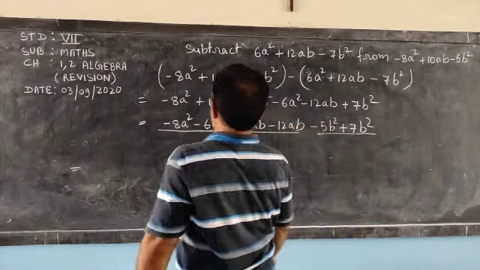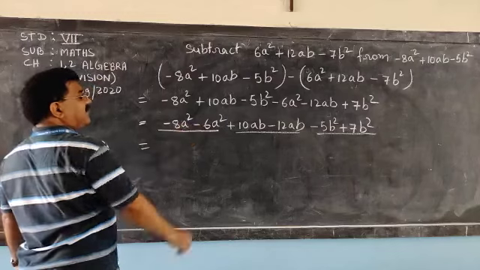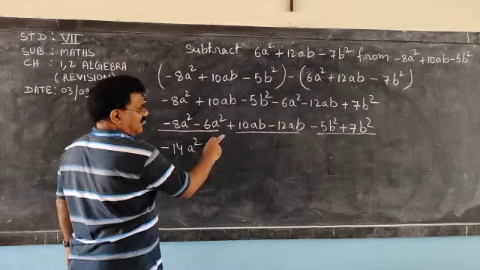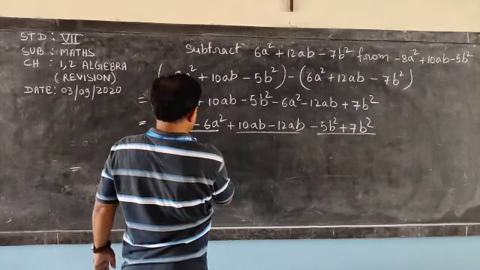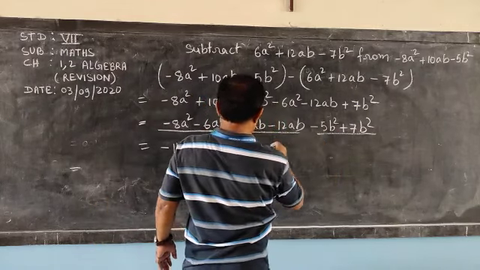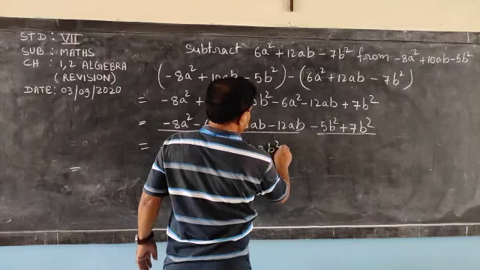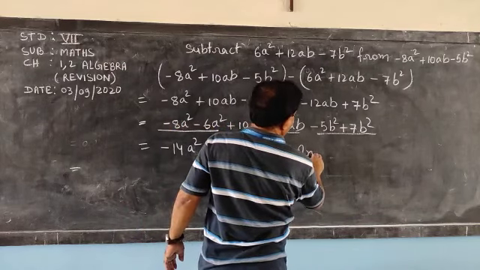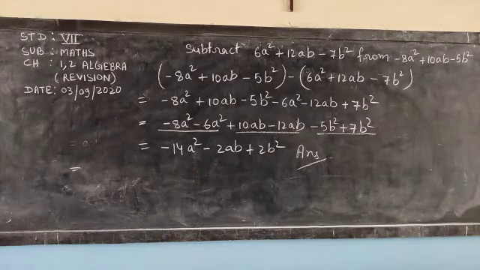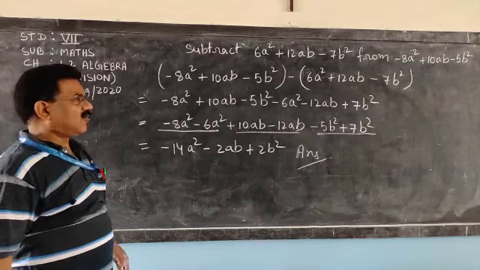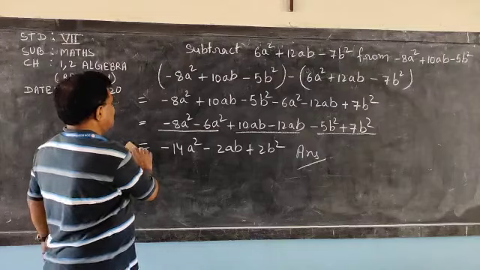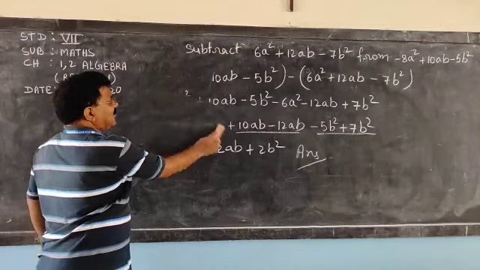Now you can see, minus 8 and minus 6 is minus 14a square. 10 minus 12 is minus 2ab. 7 minus 5 is plus 2b square. And this is the answer. So very easy. Now this question only we will solve by the column method. Okay, this part is clear. You have understood. Let us solve it by the column method.